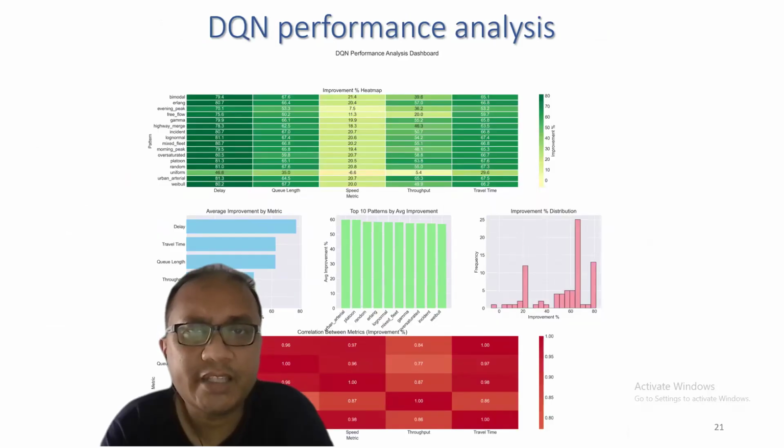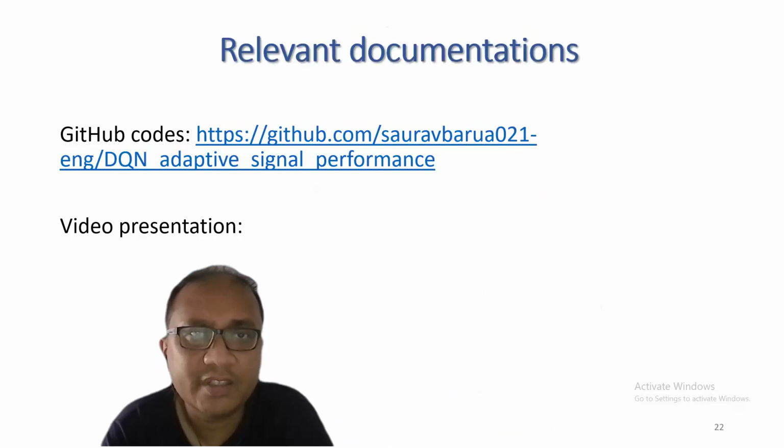And if we look at the DQN performance, I have provided the heat map, and then the average improvement by metric, top 10 patterns by average improvement, and improvement by distribution is also provided. And lastly, a correlation matrix is also provided. We can see the correlation matrix for percent improvement.